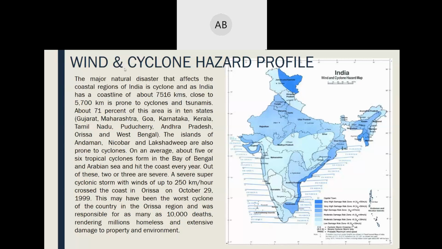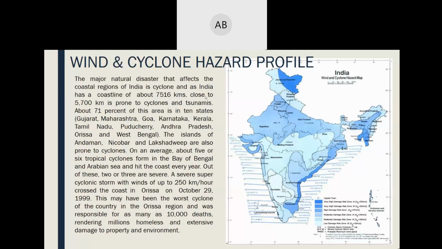The major natural disaster that affects the coastal region of India is cyclone. India has a coastline of 7,516 kilometers, extending from the east up to the far western part. Wherever the ocean touches the land area, you have this entire coastline. So it is about 7,516 kilometers.